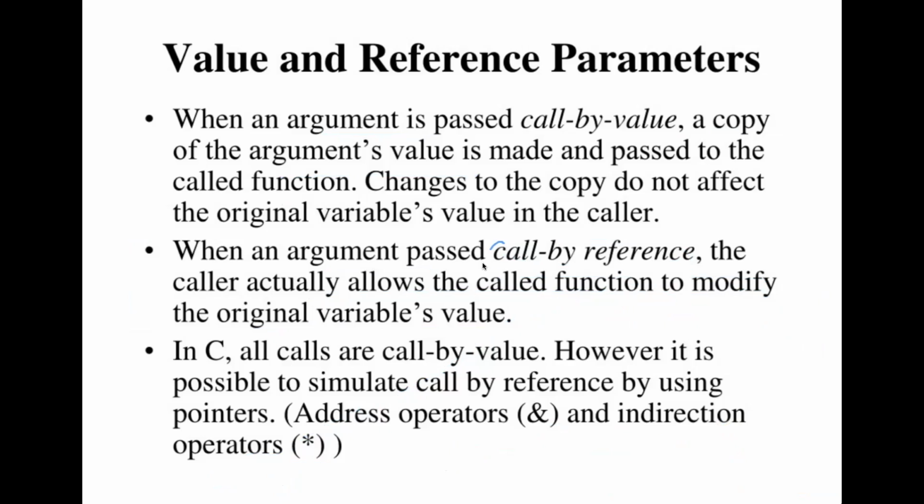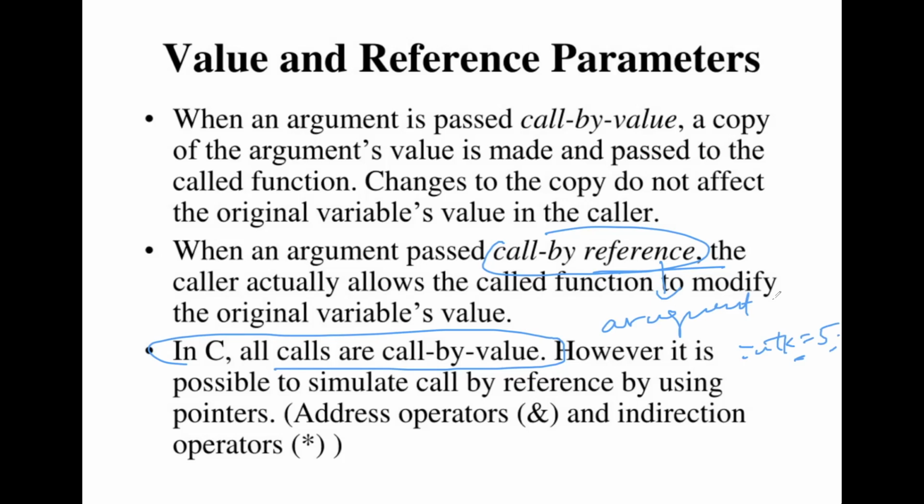Now, let's look at call by reference. This is an advanced topic. In C, in fact, all calls are call by value. Call by reference simply means that you're passing someone else's memory address. So if the argument is a variable, let's say int k equals 5, and this k sits somewhere in memory already, you're passing this variable's memory address, or reference, into a function. Then the caller actually allows the called function to modify the original variable. In order to call by reference, we have to make use of either the address operator or the indirection operator. This is something that we will discuss later when we get into memory and pointers.